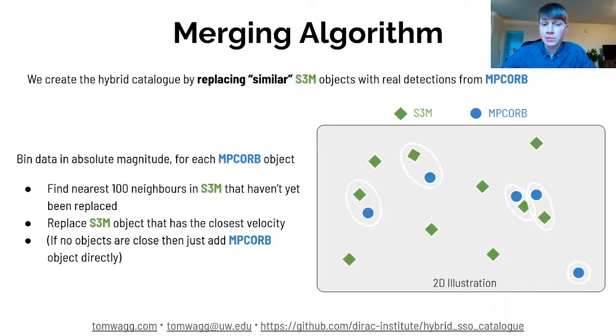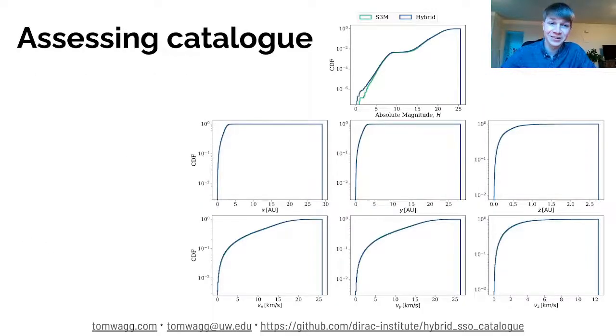Now we can look at how well we're doing. Let's assess how well we've done. What I'm showing you here is a plot of a series of cumulative distribution functions of different parameters. At the top, we've got the absolute magnitude of each of these objects, and then the next rows are the positions, x, y, and z, and then the velocities, vx, vy, vz. You can see most of the time you're basically just looking at one line, which is a good sign. These CDFs line up very well. Maybe slightly off in the absolute magnitude, but this is a log scale as well, so that's a very slight difference.